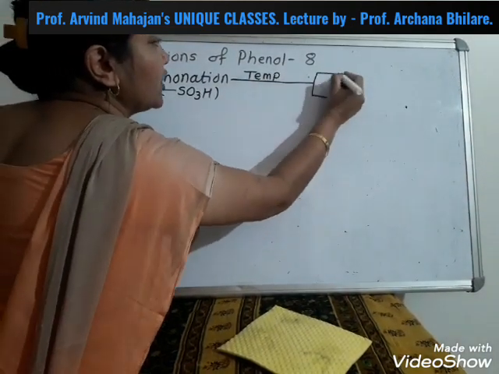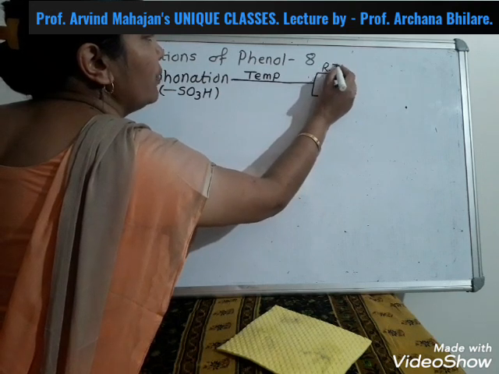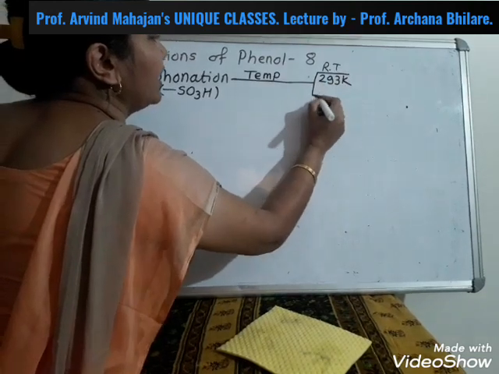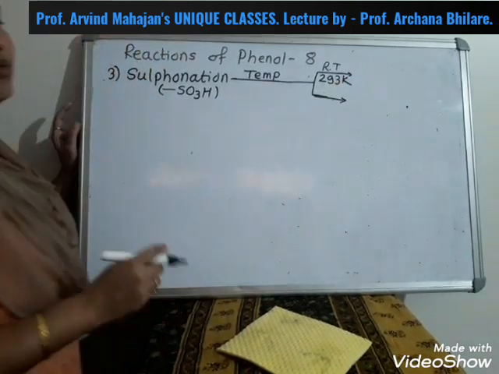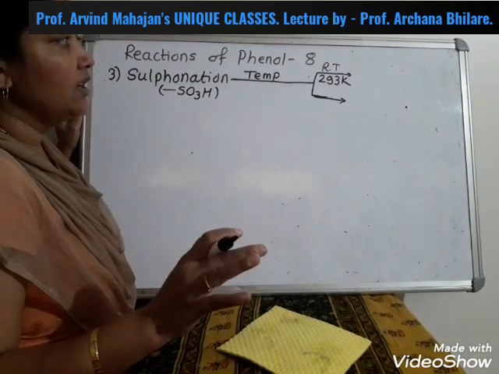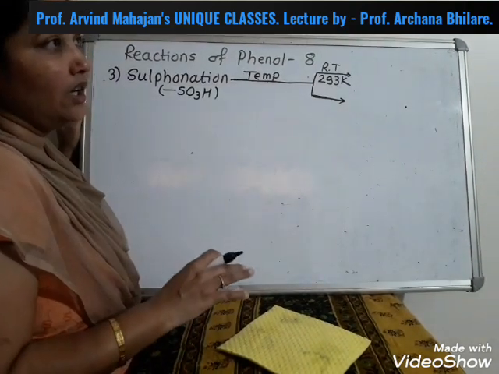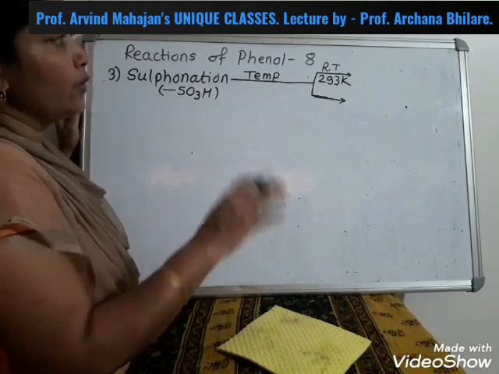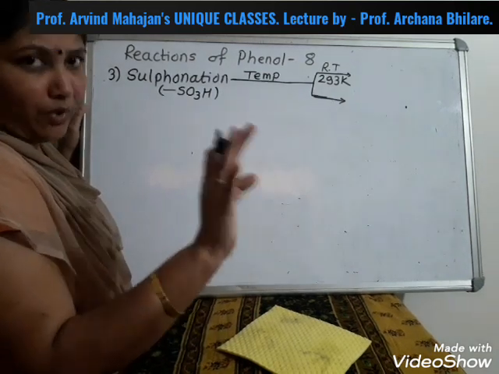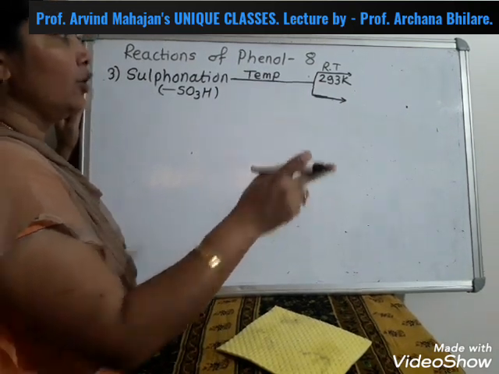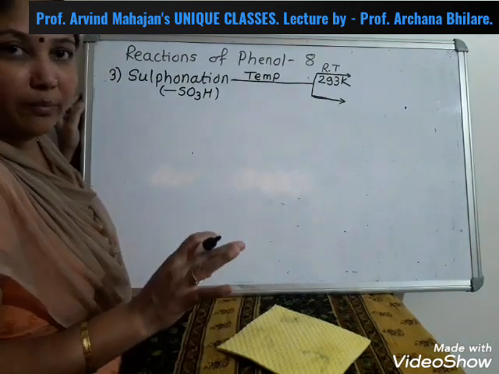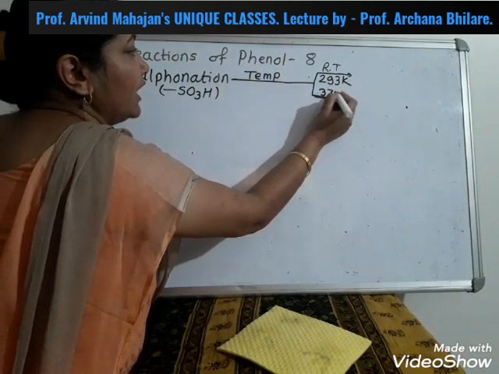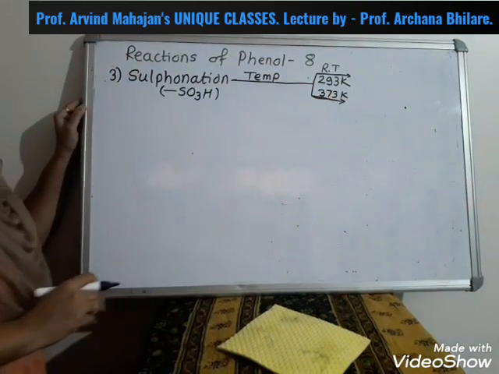So two temperature conditions they have given. One is room temperature, or the temperature mentioned in your book, which is 293 Kelvin. In the old syllabus, the temperature was 298 Kelvin, 25 degree Celsius. Here they have considered 20 degrees Celsius, room temperature. Don't get confused due to this numeric value of temperature. And the other one is higher temperature, that is 373 Kelvin.